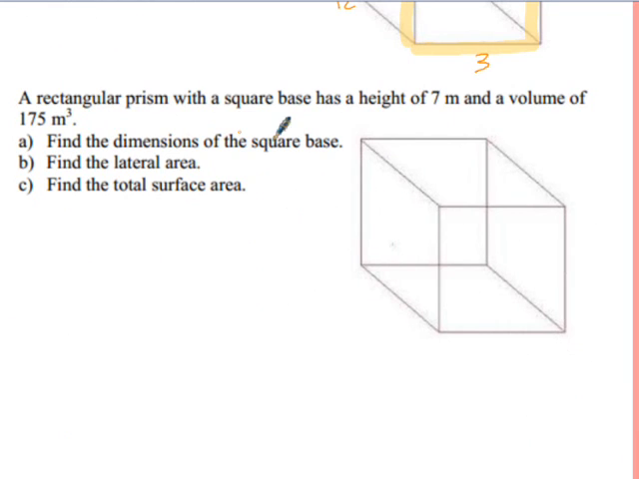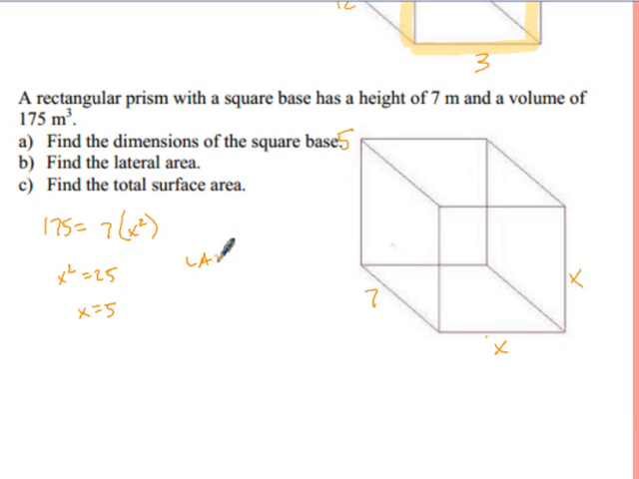Alright, rectangular prism, square base. I'll use the same base again. Sorry, that's not 7. Has a height of 7. And the square base, they're the same. It's a square. So this becomes 175 equals 7 times x squared. Okay? Then x squared equals 25. So those sides down there are 5.